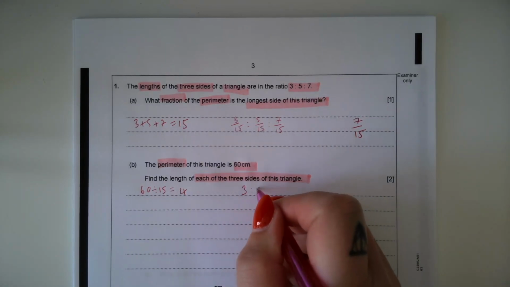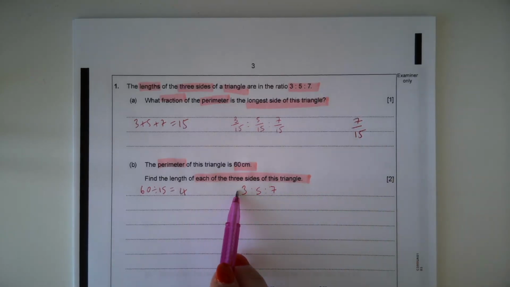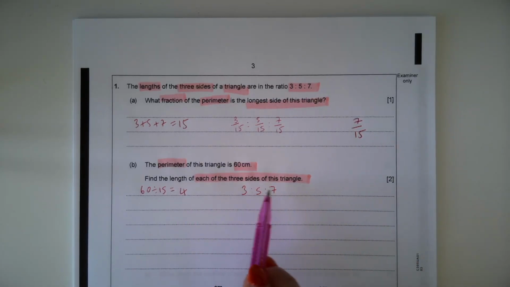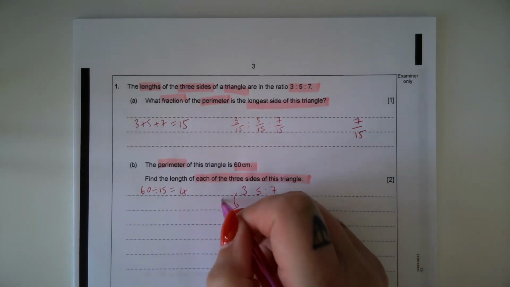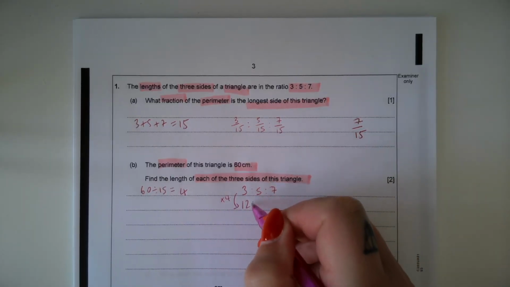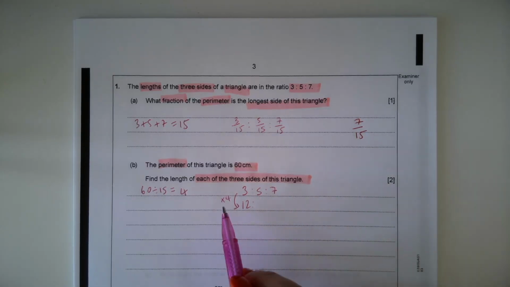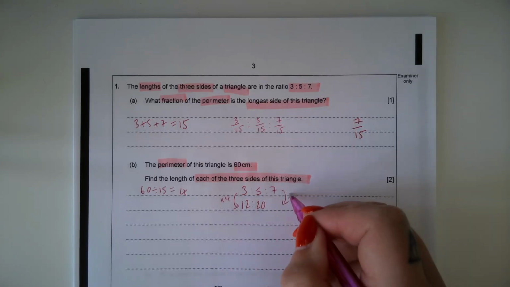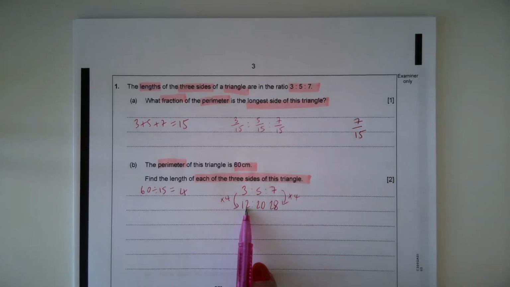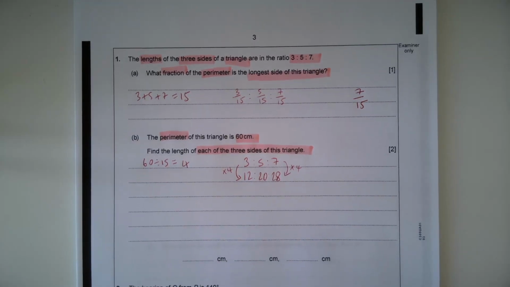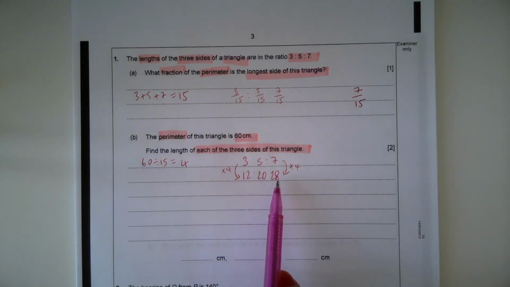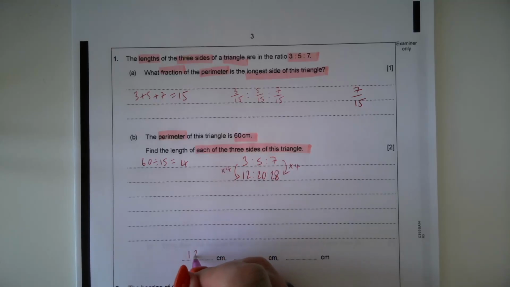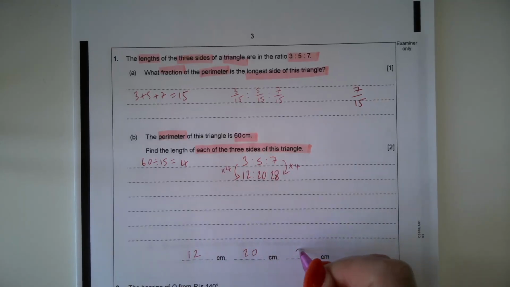We've got a ratio of 3 to 5 to 7. So we're going to multiply each of those sections of the ratio by 4. Those 3 parts multiplied by 4 is 12. The 5 parts multiplied by 4 is 20. And the 7 parts multiplied by 4 is 28. We have to remember to do it to each part of the ratio. So the length of each side of this triangle is 12 centimetres, 20 centimetres and 28 centimetres.